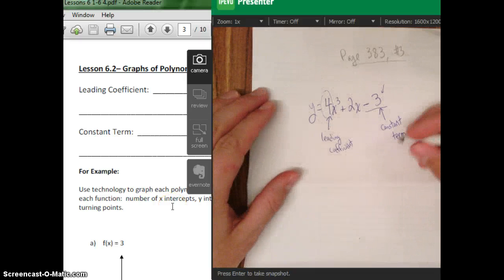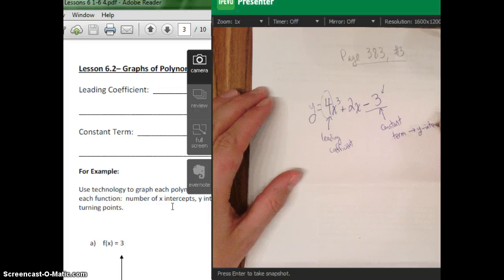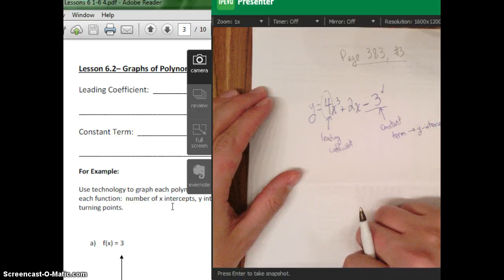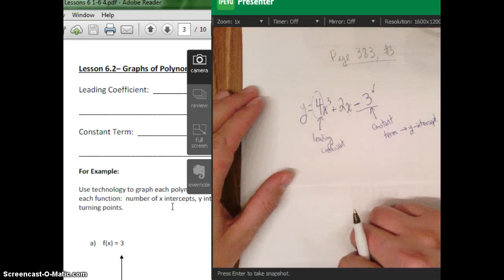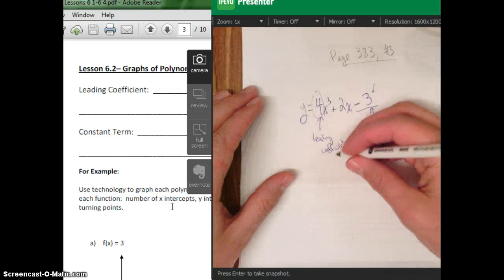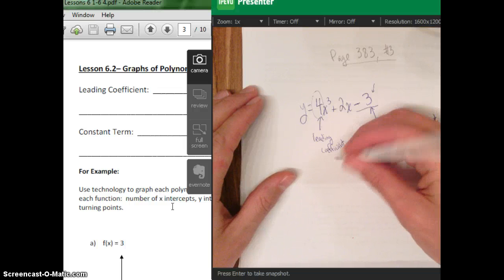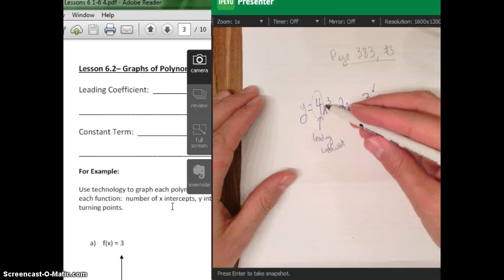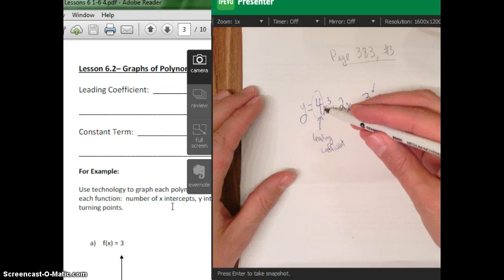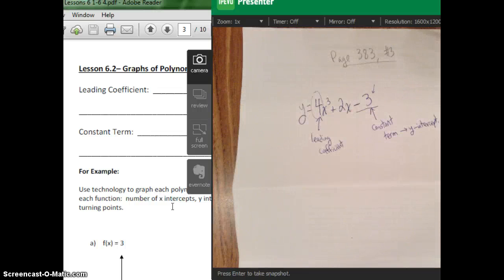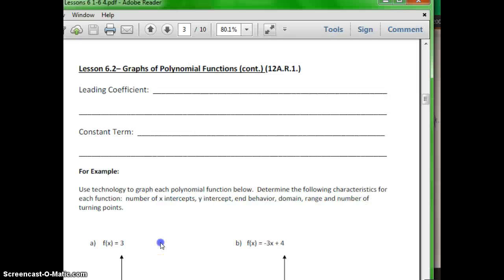Now these will be important to us for a couple of reasons. The constant term is important because it is the y-intercept. The constant term always provides us with a y-intercept. The leading coefficient is only important in terms of whether it's positive or negative. The effect that it will have, we will see shortly, so I'm going to leave that as a little mystery. Let's get back to this.